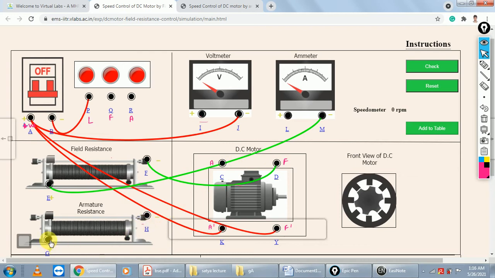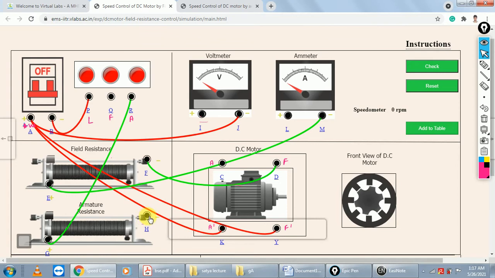Next step is, this is the G terminal. The G terminal is connected with A. So in the armature winding we place a rheostat. So this A is connected with G.